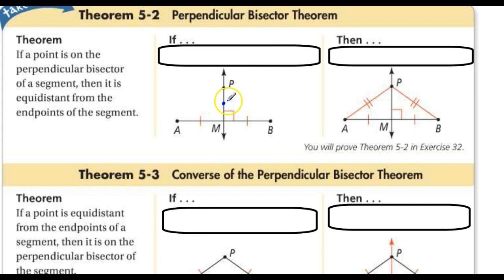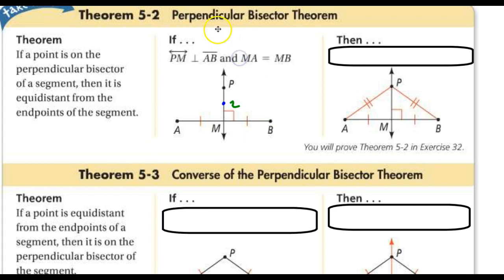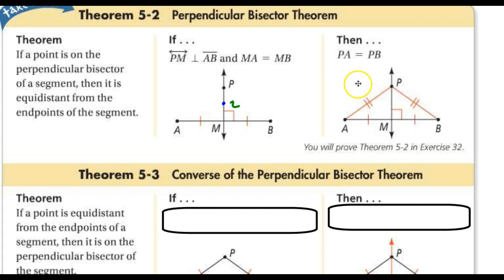Now, if I call this, say, point Z, that means ZA is equal to ZB. It doesn't mean that ZA is equal to PA. Obviously, PA is going to be a little bit larger, but Z is the same distance away from A as it is B. So let's see what we should be writing down here in our if section. It says if line PM is perpendicular to AB and MA equals MB, that means line PM is bisecting AB. What can we say about PA and PB then? They must be equal lengths.